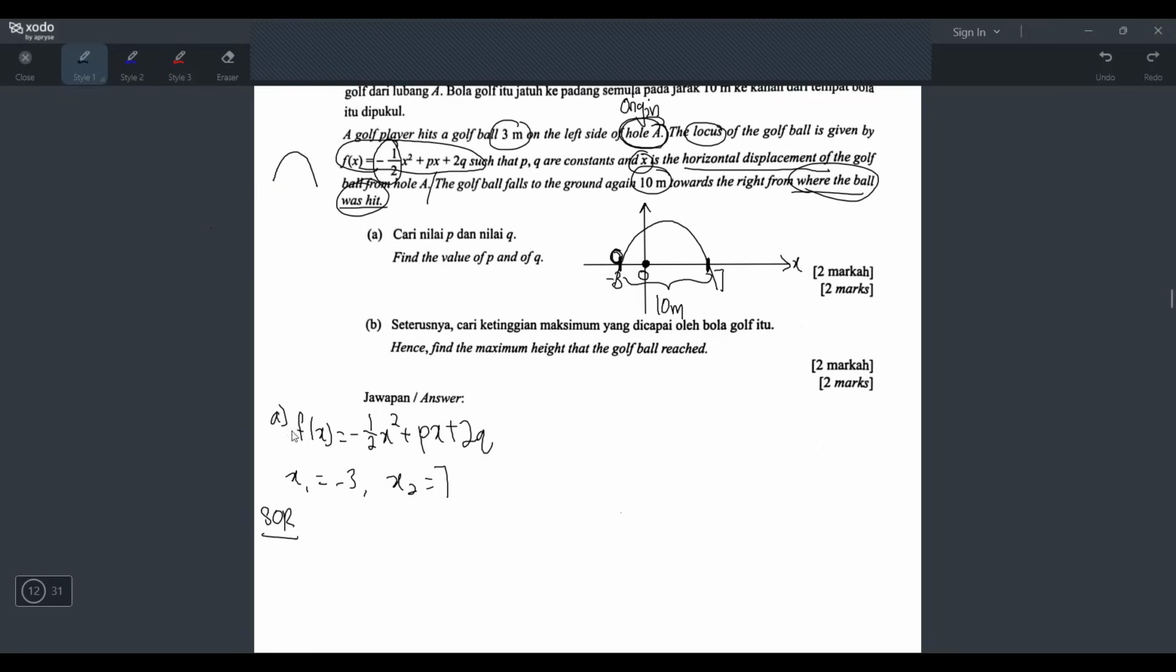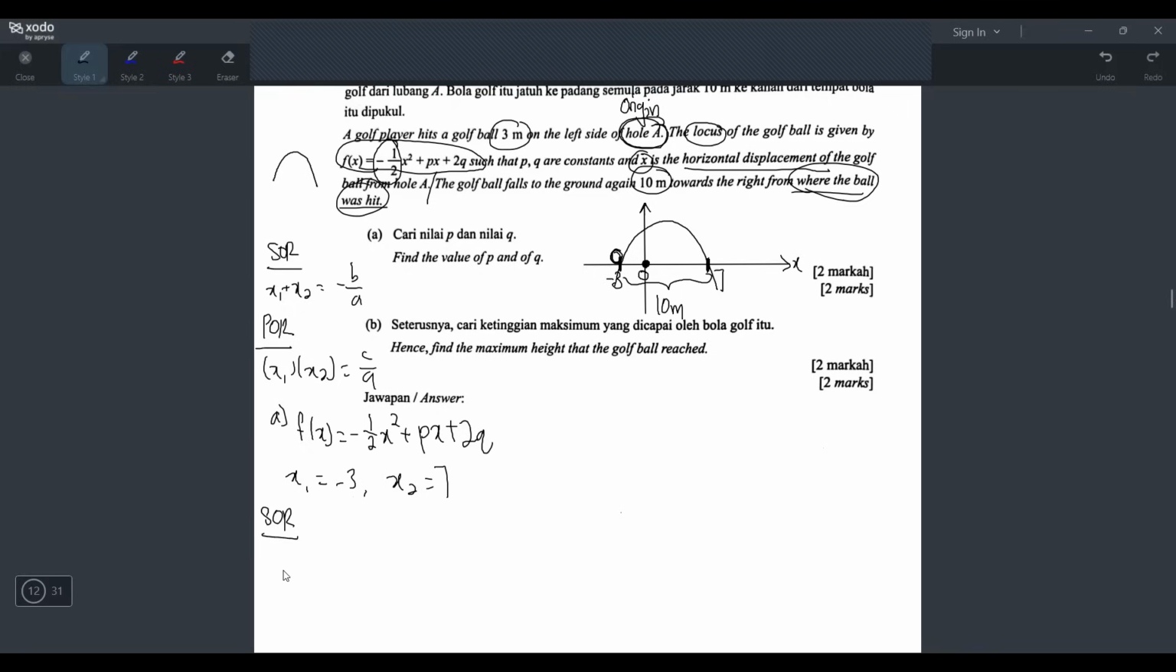Okay, what is the formula for SAW? The formula for SAW is when you take the sum of roots, x1 plus x2, you will get -b over a. And then the formula for POR, product of roots, is when you take the product, x1 times x2, you will get c over a. So these two formulas, we will use for this question.